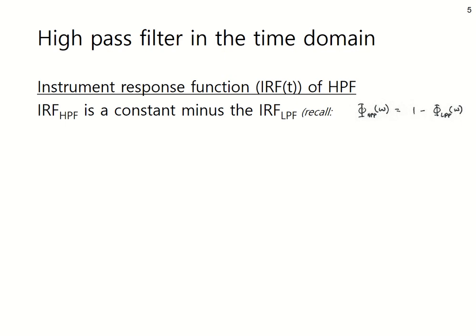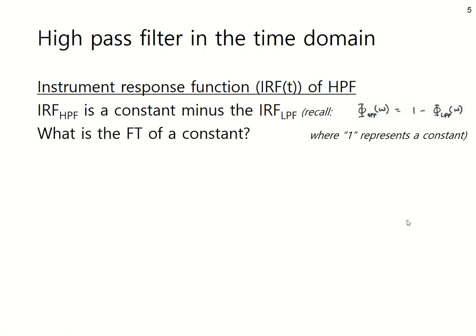So if we look at the high pass filter in the time domain, again, remembering that in the frequency domain, it's just a constant minus the low pass filter response, where this 1 represents a constant. If we're taking the Fourier transform where we have a constant present, what is the Fourier transform of a constant? Try to recall from Lab 2, also the second lecture we had on Fourier transforms, that the Fourier transform of a constant is a delta function.